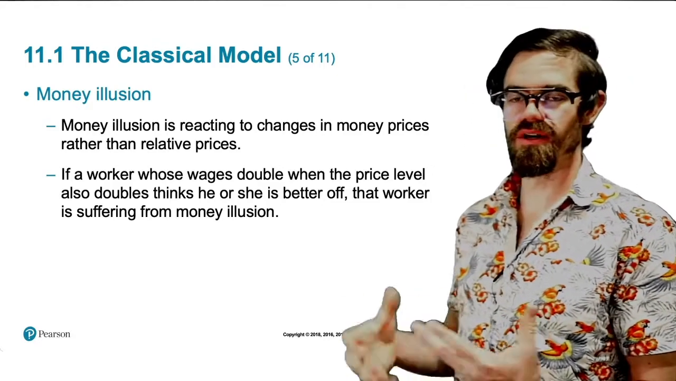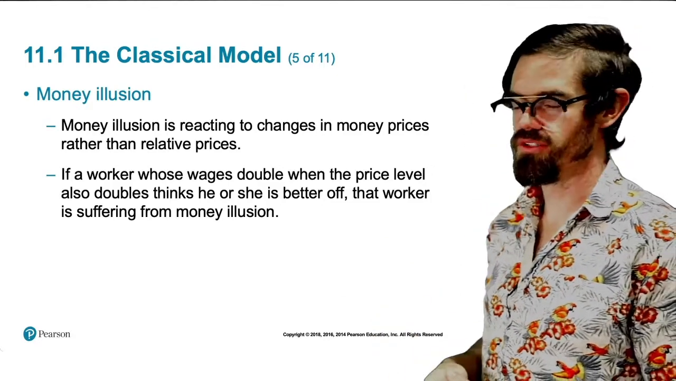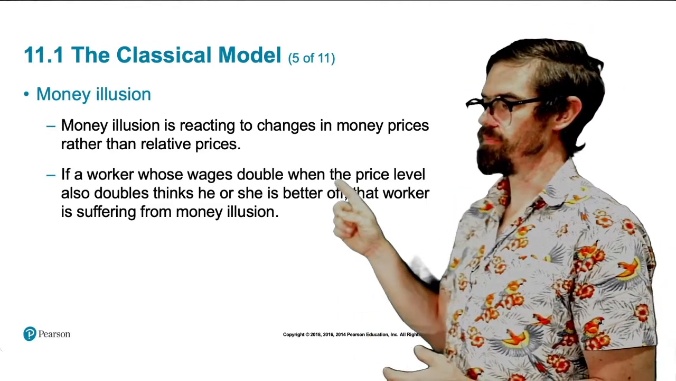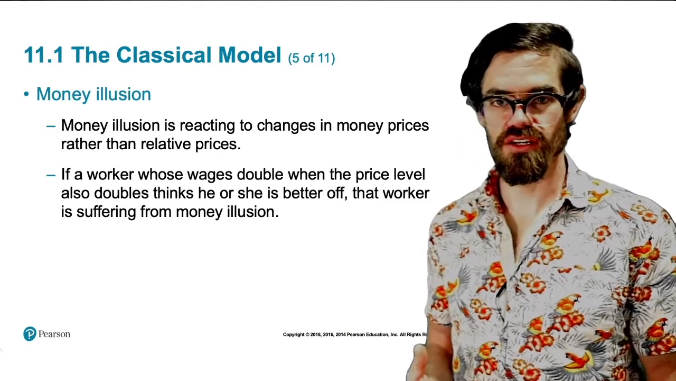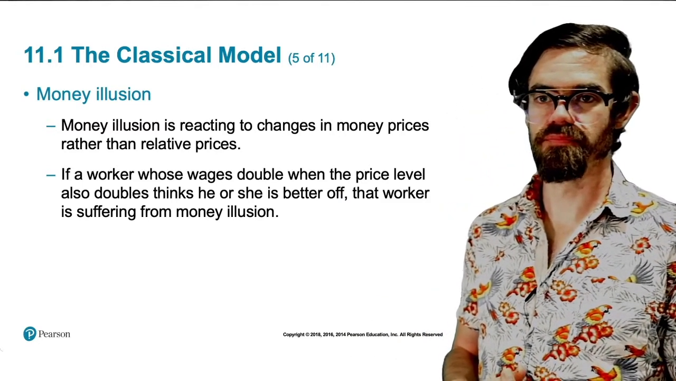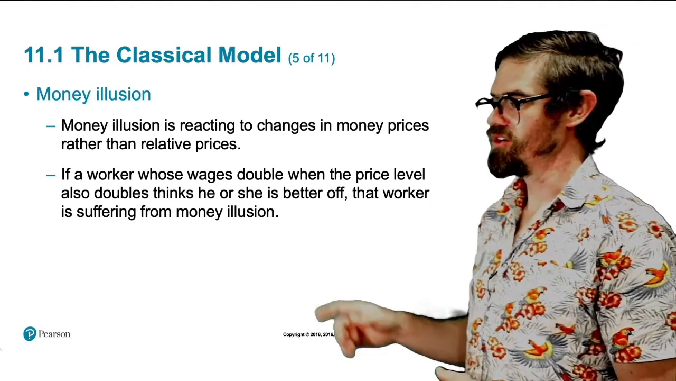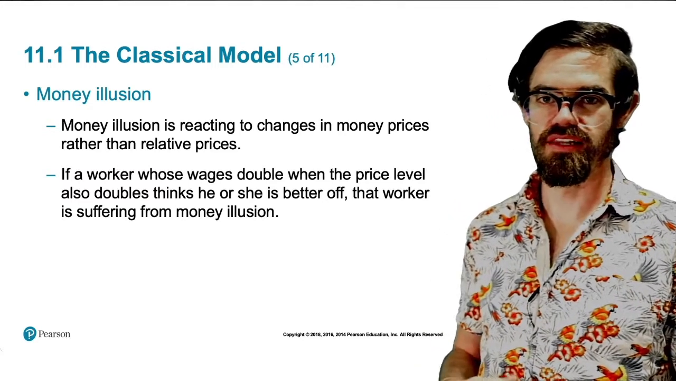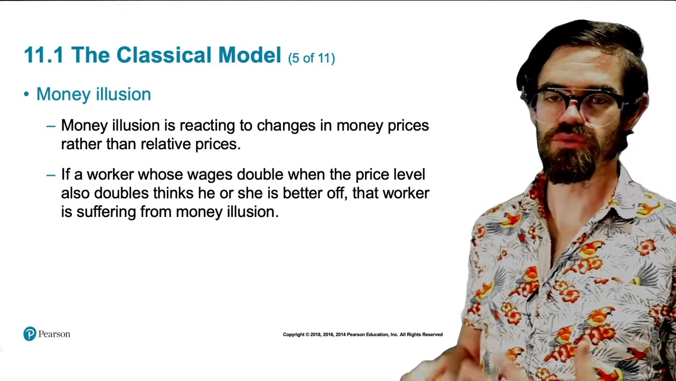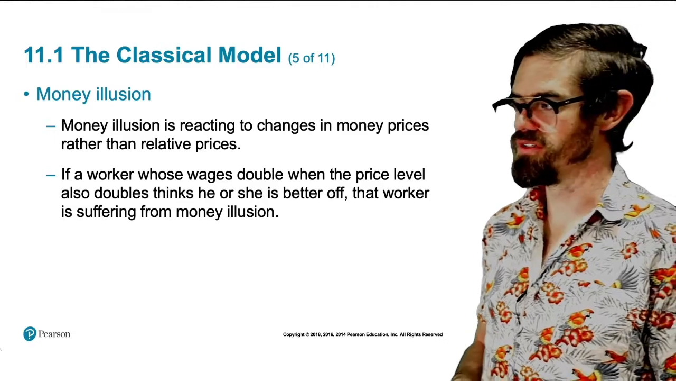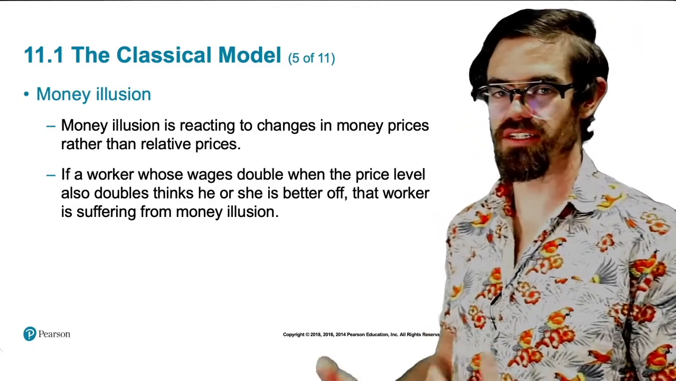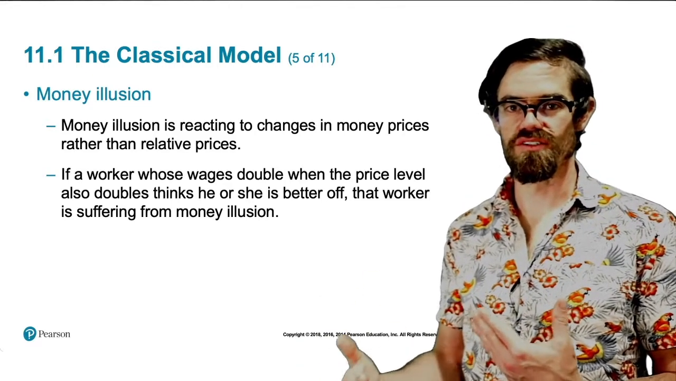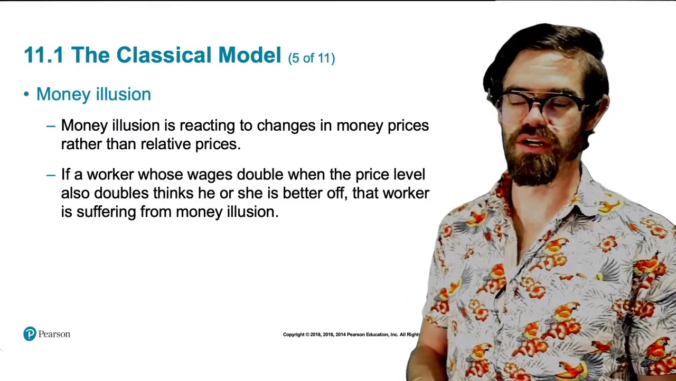Money illusion can crop up in a lot of ways. This isn't the only way. Let me back up. It could be that a worker feels worse off because they see that prices have doubled, and they ignore the fact that their wage has doubled. That would also be an example of money illusion. So it can happen in different ways, but that's the idea: paying attention to changes in money prices rather than relative or real prices.